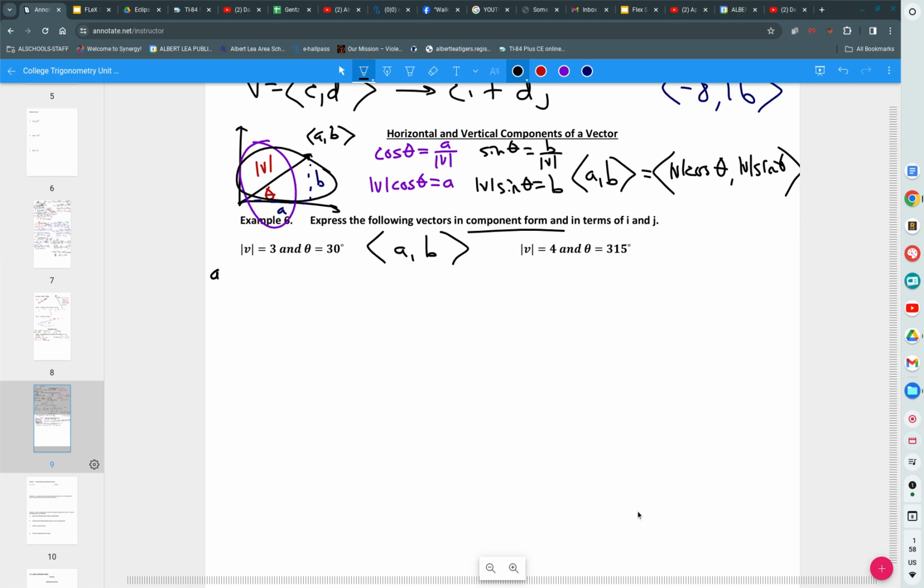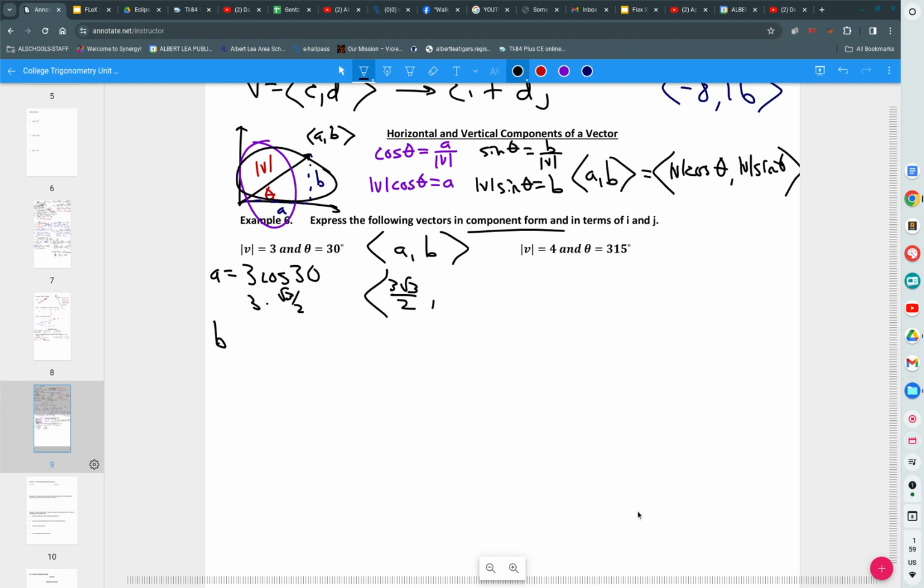We say that A is equal to the magnitude of the vector, which is 3, times the cosine of 30. Who here remembers what is the cosine of 30 degrees? So we have 3 times the root of 3 over 2. And you get 3 roots of 3 over 2.